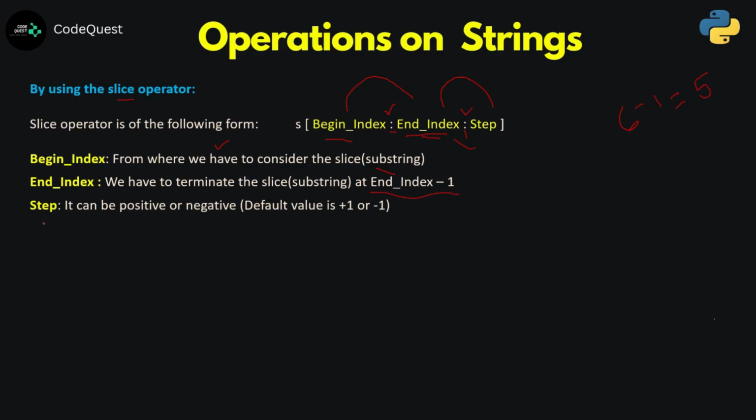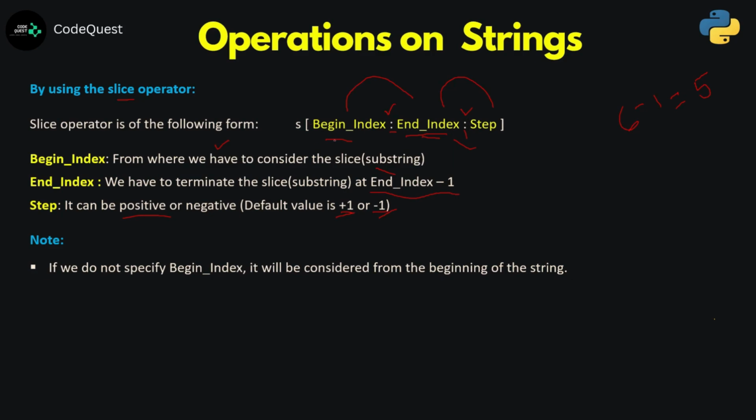Now coming to the step, it can be either positive or negative. So the default value is +1 or -1. Whenever you are using a positive index, it is going to be +1. If you are using some negative index in the slice, this value will be -1 by default.